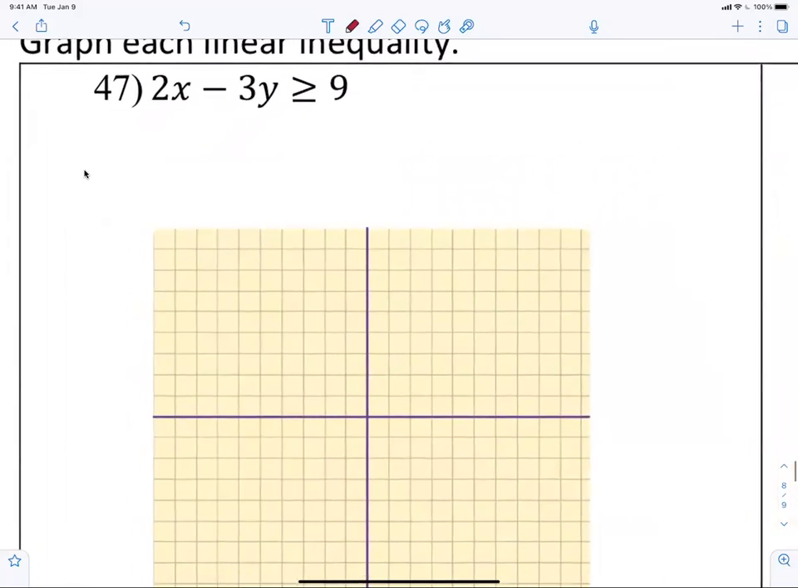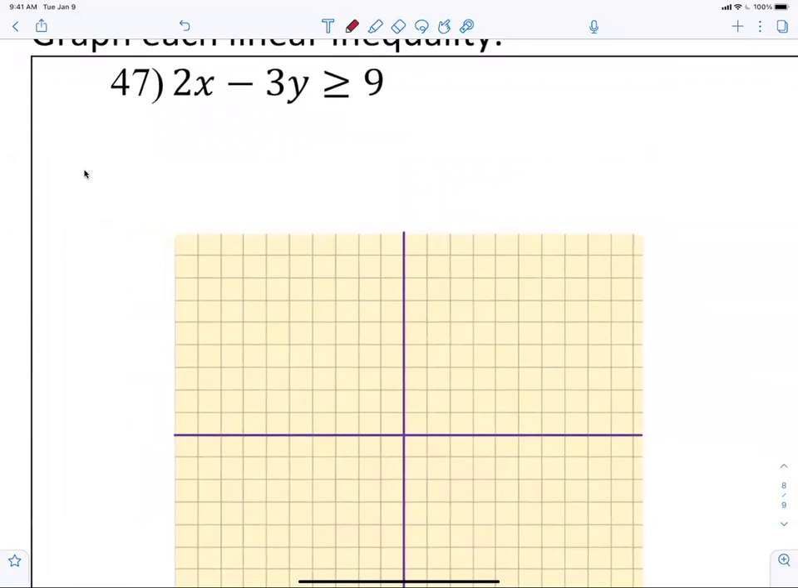47, isolate first. We got this now. No, just move the x. Negative 3y is greater than or equal to negative 2x plus 9. Everybody agree with that? And then dividing by negative 3. And when I divide by negative 3, what do I have to do to the signs? So y is less than or equal to 2/3 x minus 3. Is everybody good with that?